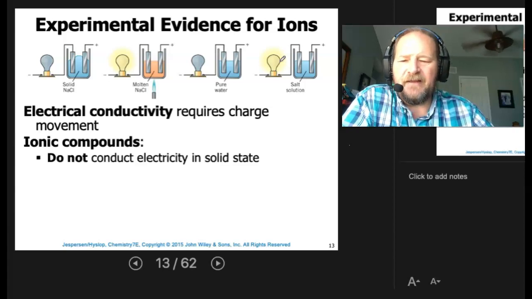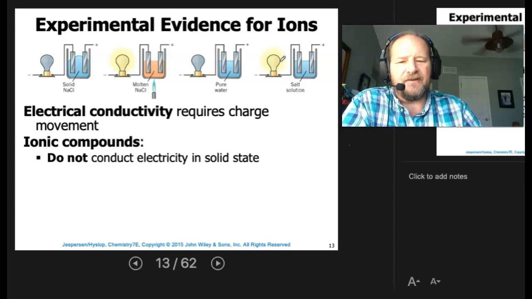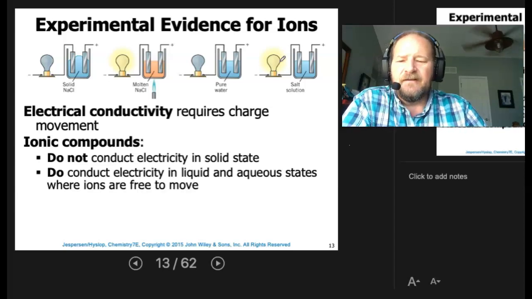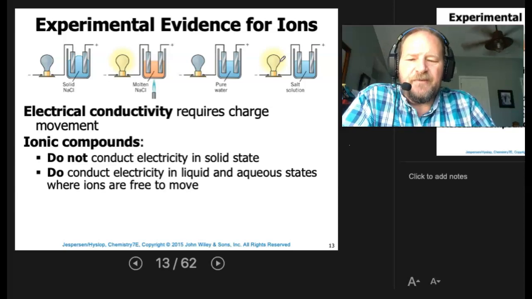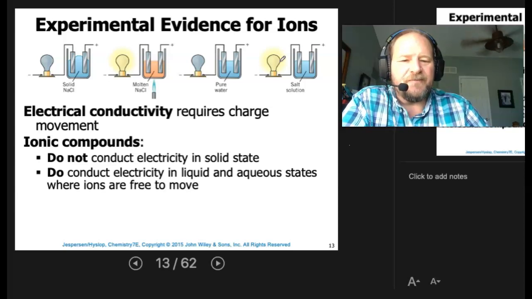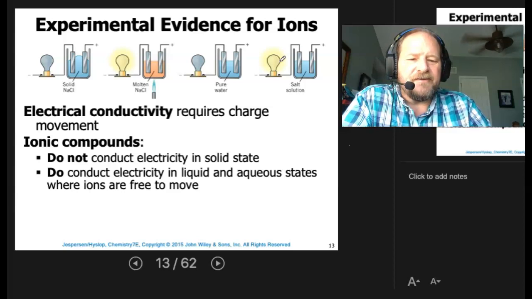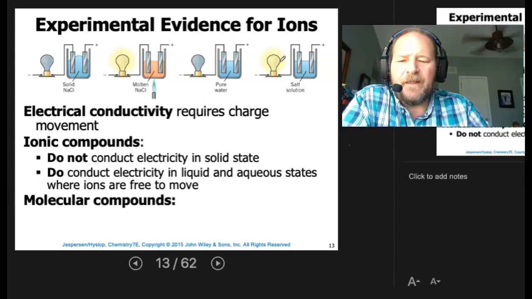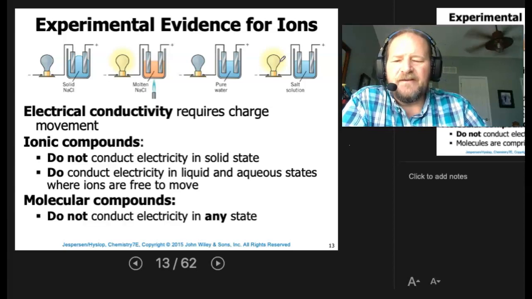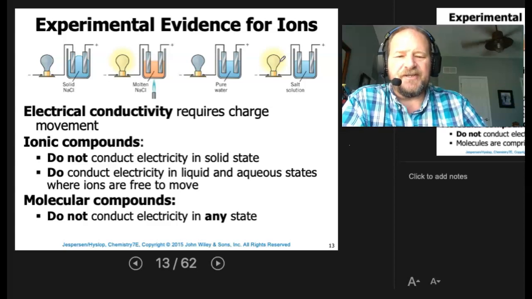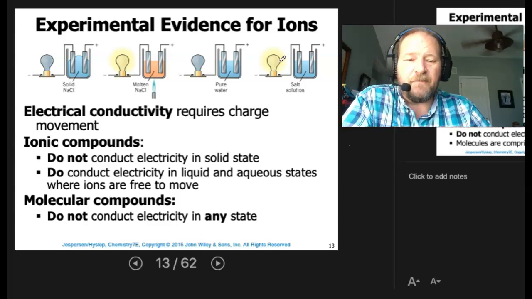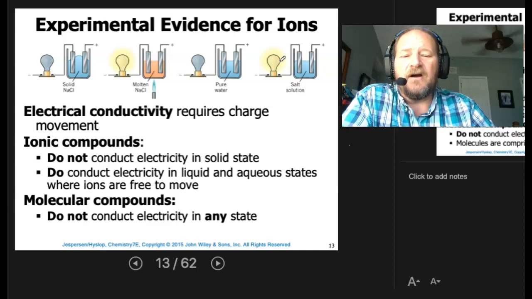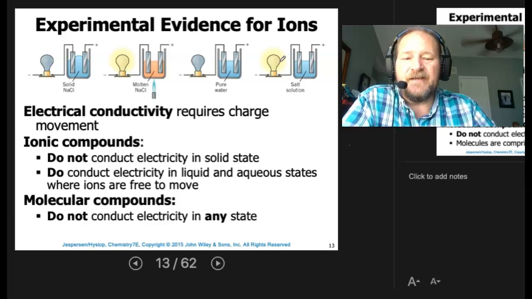So in an ionic compound, we do not conduct electricity in the solid state. The electrons have been transferred and they're locked in. They do conduct electricity in liquid and aqueous states where ions are free to move about the building, right? As long as they're able to move around, then those charges can transfer back and forth. For molecular compounds, no matter what physical state they're in, they are not going to conduct electricity. They are insulators, right? So remember, molecular compounds are typically going to be insulators.